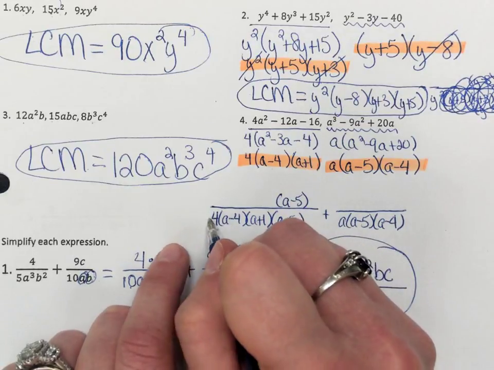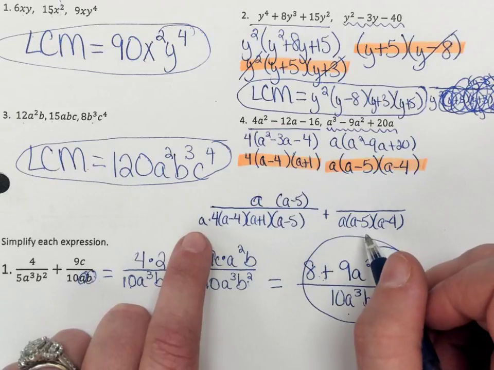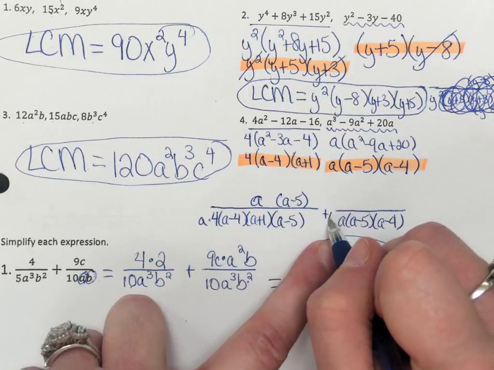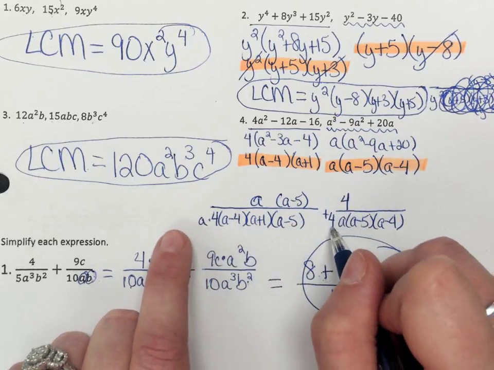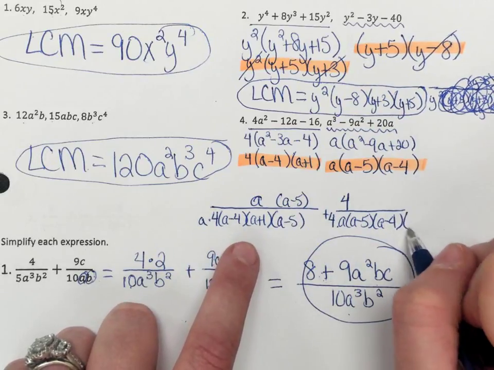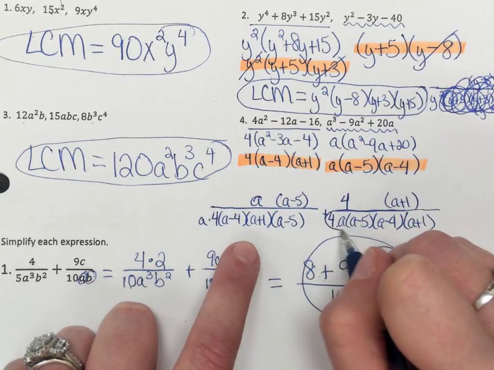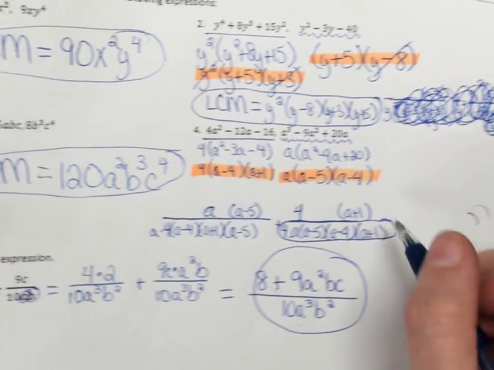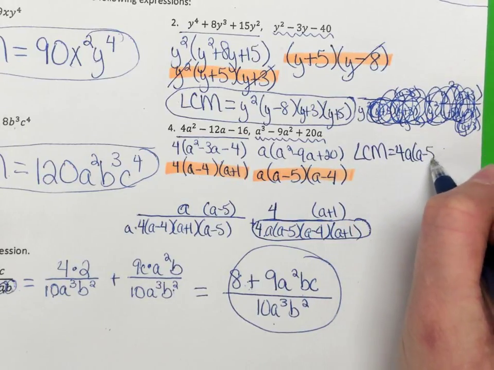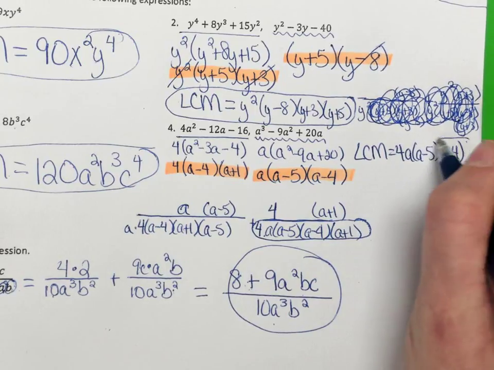An a. Just an a in the front. What else is it missing? The other side is missing a 4. Are they exactly the same now? Nope, they're still missing something. The other side is missing a plus 1. A plus 1, there you go. So now whatever is down here is your least common multiple. So your answer for number 4, your least common multiple, is 4a, a minus 5, a minus 4, a plus 1. Oh, I've got to squeeze that a plus 1 down there.